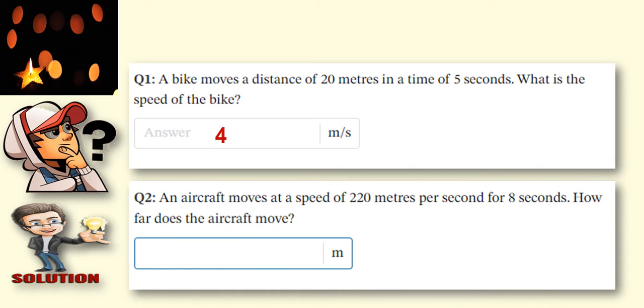Another one, question number 2. An aircraft moves at a speed of 220 meters per second for 8 seconds. How far does the aircraft move? We have the main rule, speed equals distance over time. We want to get the distance, so we multiply speed by time: 220 times 8 seconds. At the end, the distance will be 1760 meters.